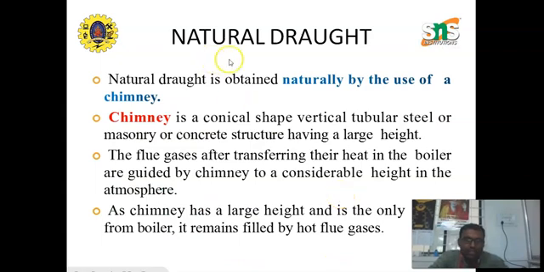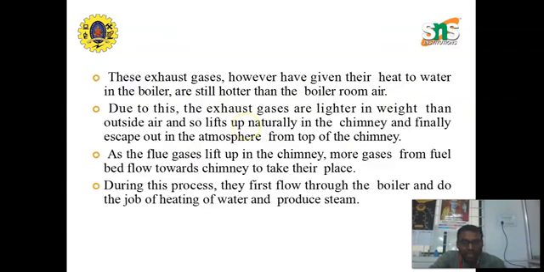First, we will discuss natural draught. Natural draught is obtained naturally by the use of the chimney. A chimney is a conical shaped vertical tubular steel, masonry or concrete structure having a large height. The flue gases, after transferring the heat in the boiler, are guided by the chimney to a considerable height in the atmosphere. As the chimney has a large height and is the only outlet from the boiler, it remains filled by hot flue gases.